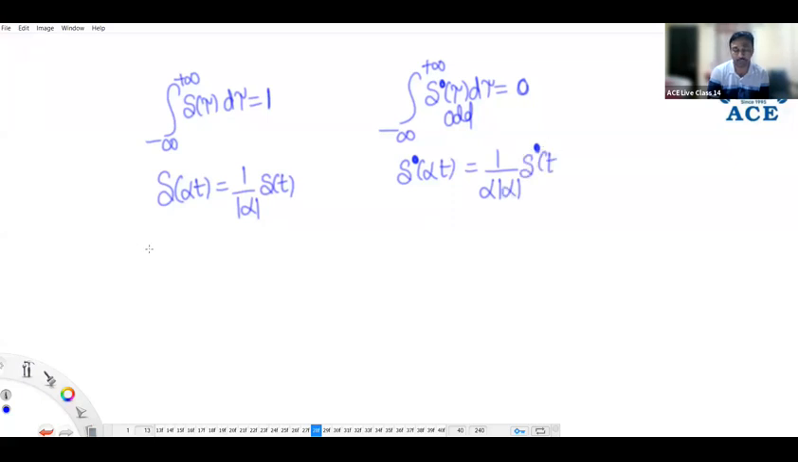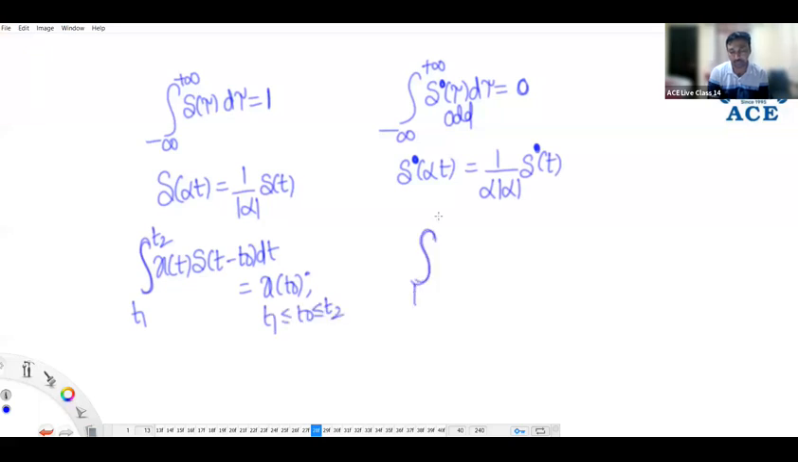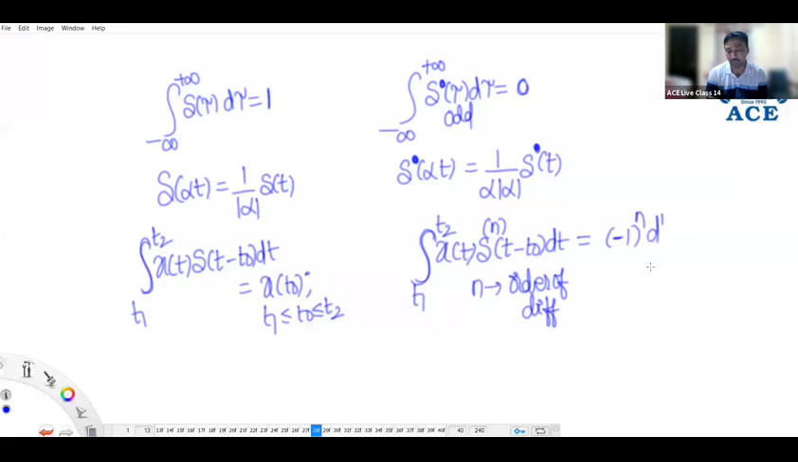The main sampling property is integral x of t into delta of t minus t naught. The answer we have written is x of t naught; the shift should lie within the limits. The same property can be extended to derivatives also. Integral x of t into delta power n of t minus t naught, where n is the order of differentiation, sir. You can write on the right side minus 1 whole power n, d power n by dt power n of x of t, checked at t equals t naught.